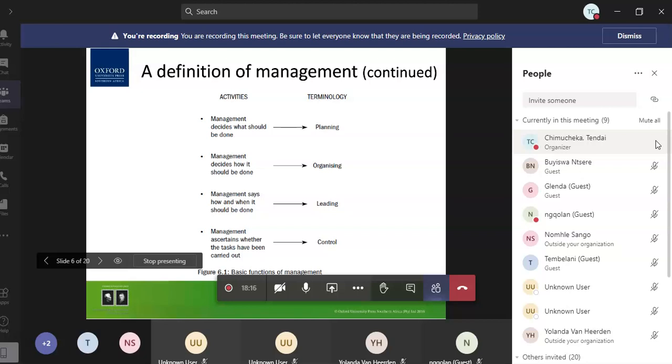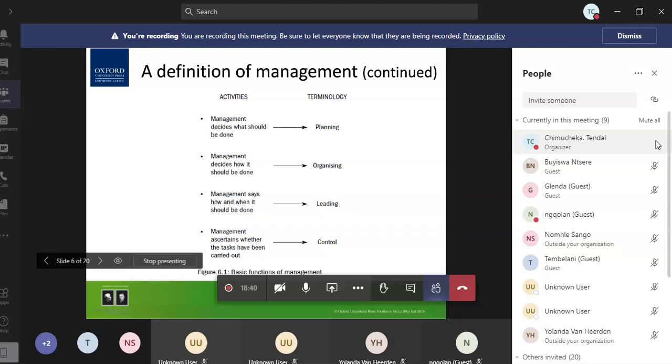Then management also says how and when it should be done. So they also provide sort of direction. They also provide leadership. So that process is leading, and we will speak more on leadership in chapter 9.